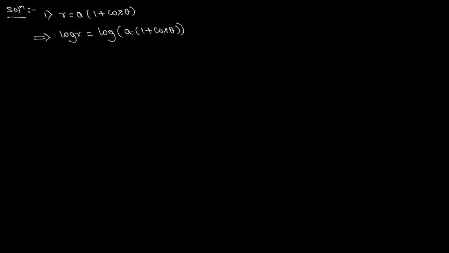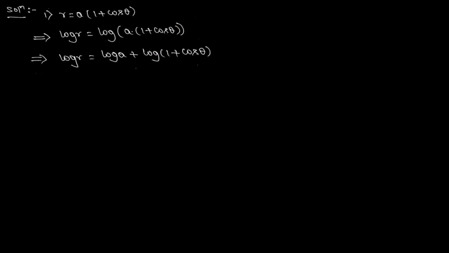As usual, the first step is to apply log on both sides. Yes, we have applied the log on both sides. Now if you simplify the RHS, it is of the form log of a into b, which says log of ab is equal to log a plus log b. So we will rewrite the RHS as log r is equal to log a plus log of 1 plus cos theta.